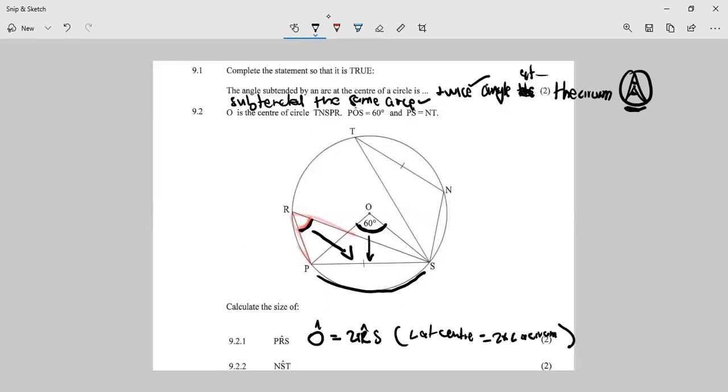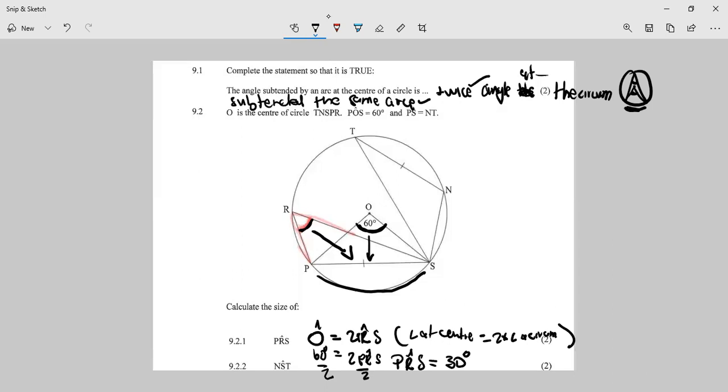Okay, so let's continue writing that. We know our angle at the center is 60 degrees, which equals twice angle PRS. So now we have an equation. We divide both sides by two. Therefore, our angle PRS is equal to 30 degrees. Like I said, this is a low level Euclidean geometry question. You need to score full marks for this one. Okay, so let's go to 9.2.2.